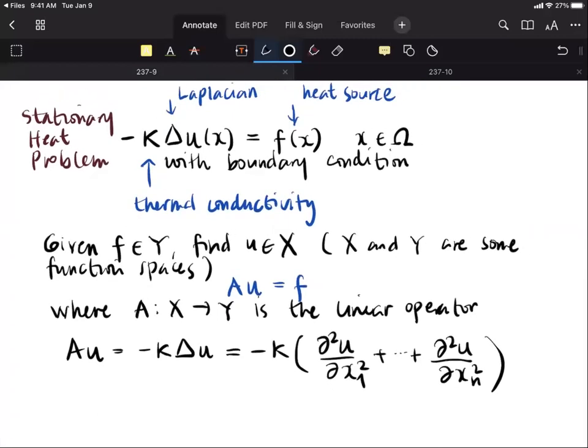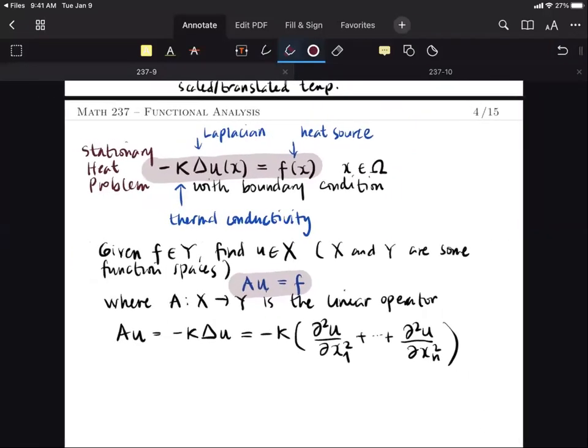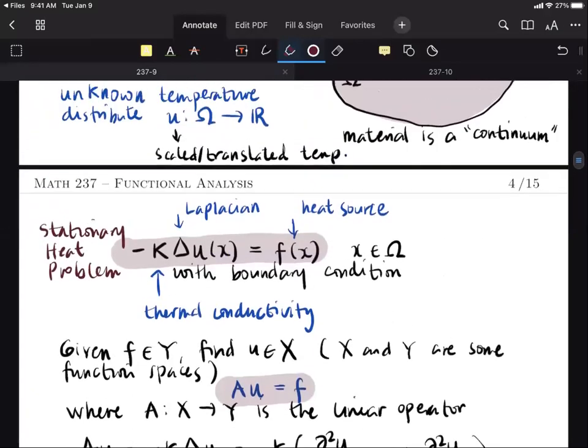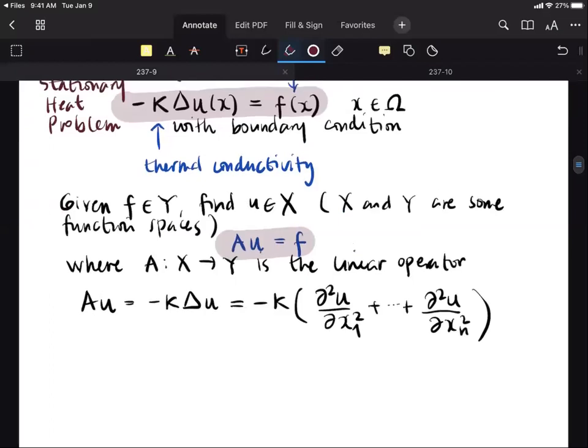So again, we have written this stationary heat problem as some sort of similar to a matrix equation. AU equals F. So that is the common theme of these systems. Well, you can generalize this into, let's say, the time-dependent heat problem.